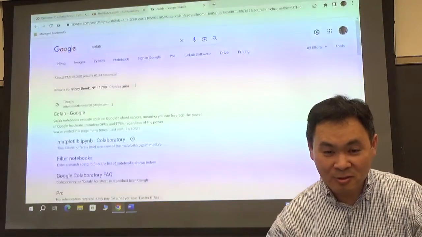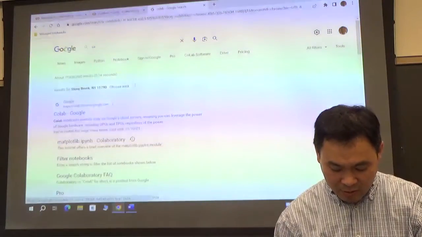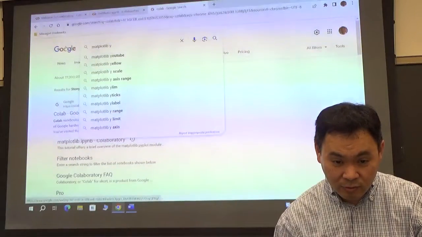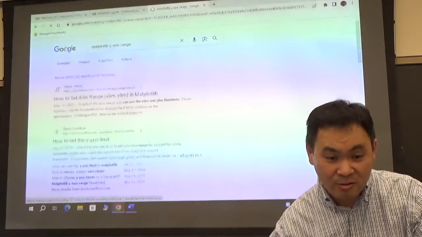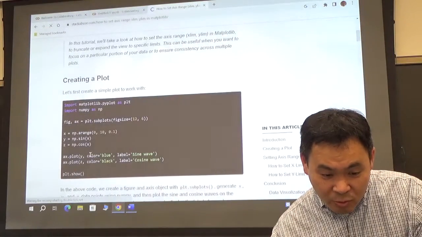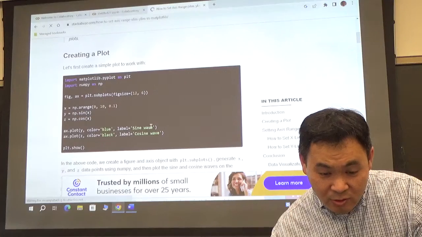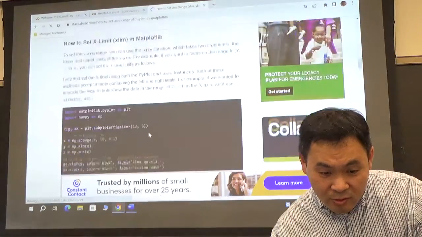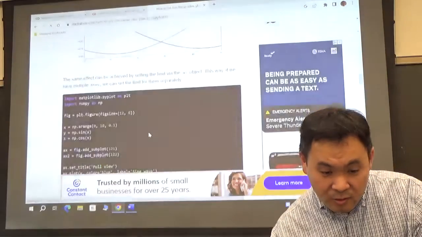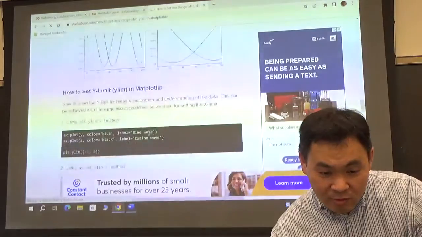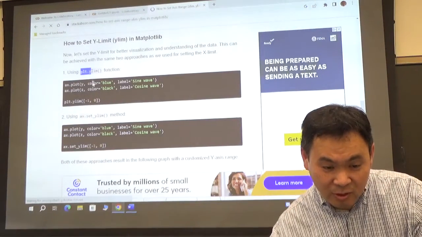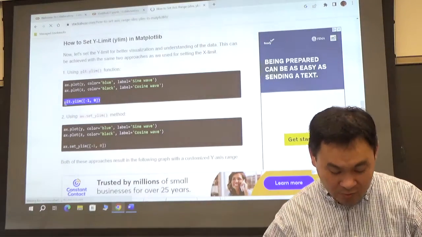So if you, let me just look up, let's see, Matplotlib y axis range. Okay, so I'm supposed to do, oh no. Right. Let's put the axis range. Where's the, oh, plt.ylim. All right, good. So let's put this in there.